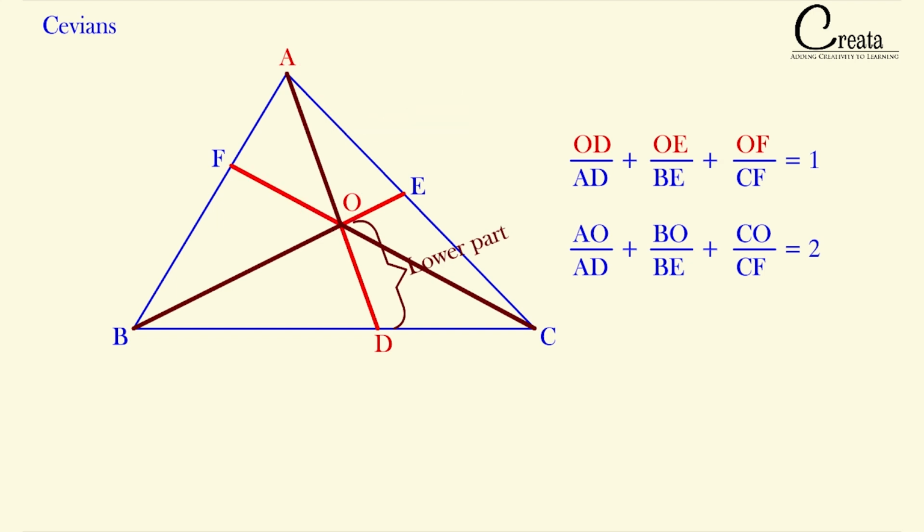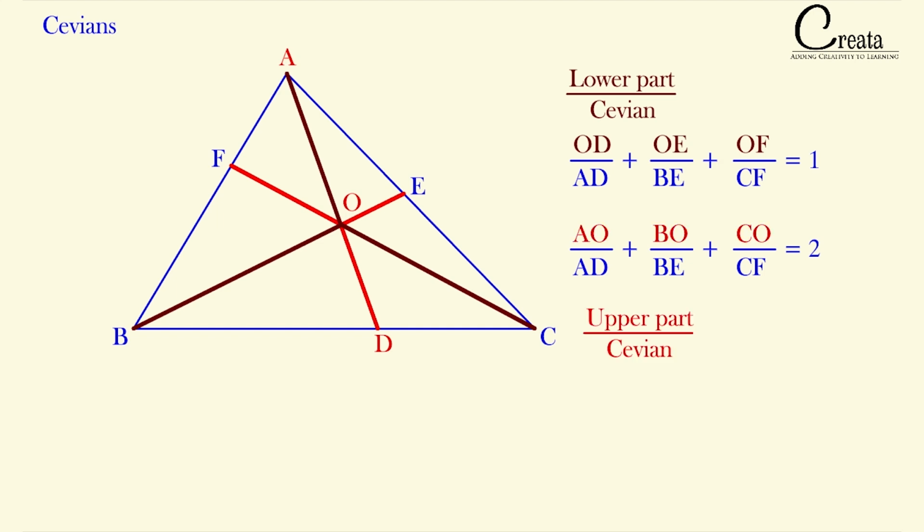The upper part means the part which is starting from the vertex and the lower part means the part which is touching the sides of the triangle. So in the first formula, OD, OE and OF are the lower part of the Cevian. And in the second formula, AO, BO and CO are the upper part of the Cevian.